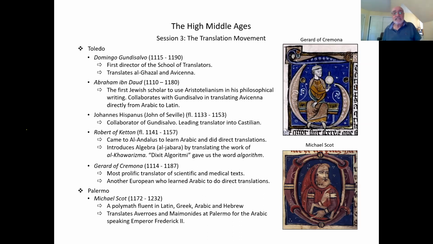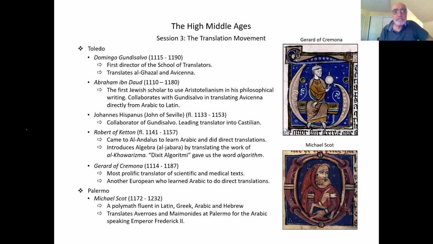Then there's Johannes Hispanus, otherwise known as John of Seville, a generation younger, collaborator of Gundisalvo, but he becomes a leading translator into Castilian, because some of the Spanish courts, they're saying, oh, it's great you're translating it to Latin, but guess what? The king doesn't speak Latin all that well. Let's get some of these things into Castilian. He and his family want to be entertained as well.